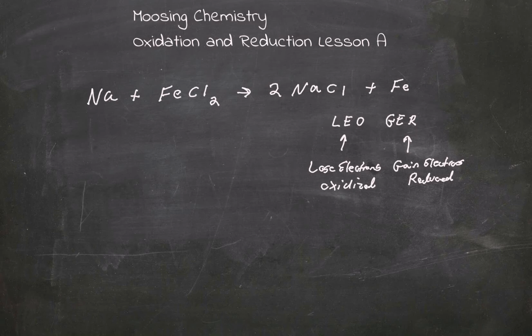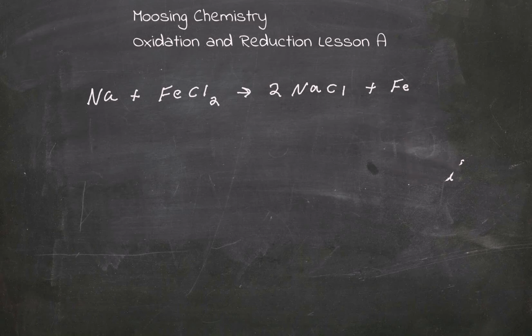So we're going to go ahead and erase that real quickly. So remember that Leo the lion goes grr. Lose electrons, oxidize. Gain electrons, reduce. So I'm going to go ahead and erase this, and we're going to look at the balanced equation up here. First thing before you do an oxidation reduction equation, you have to have a balanced equation. And all that is very, very important.